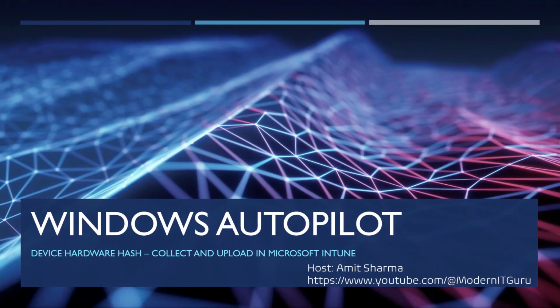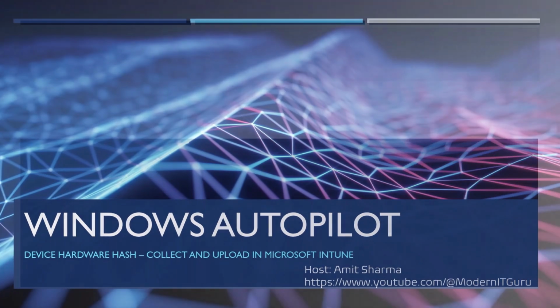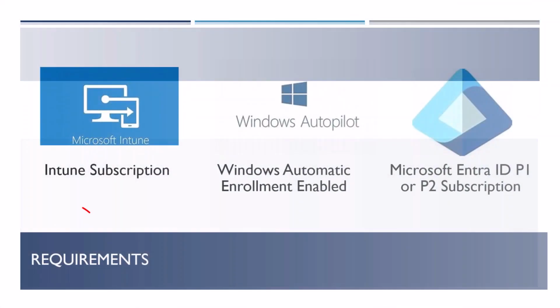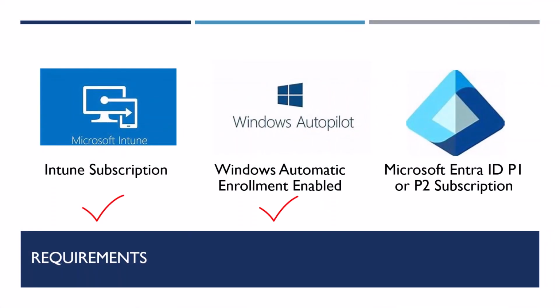In this video, we will demonstrate how to collect the hardware hash on a Windows device to manually register the device with Windows Autopilot. We will also cover how to upload the hardware hash in Microsoft Intune, for which you should have an active Intune subscription, Windows automatic enrollment enabled in Microsoft Intune within your tenant, and a Microsoft Entra ID P1 or P2 subscription.